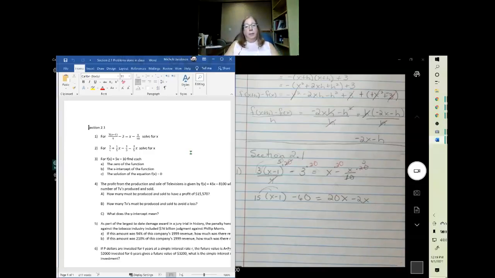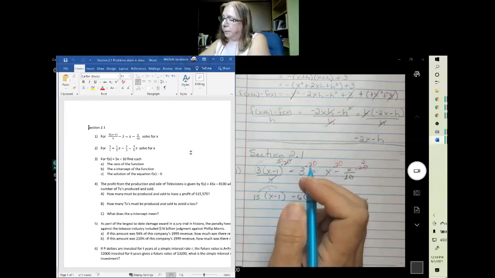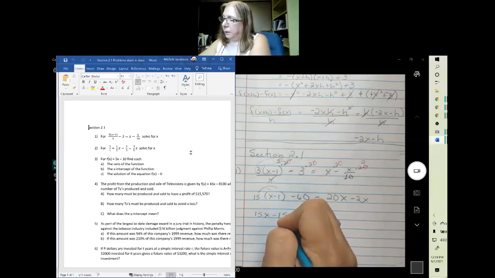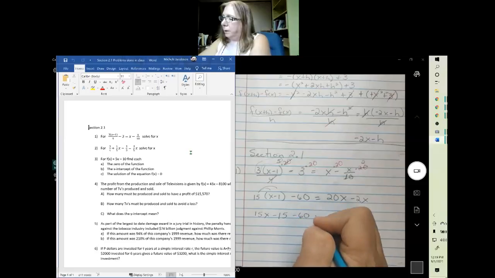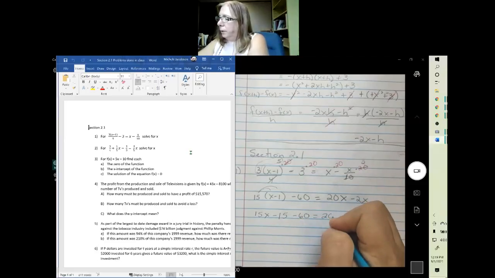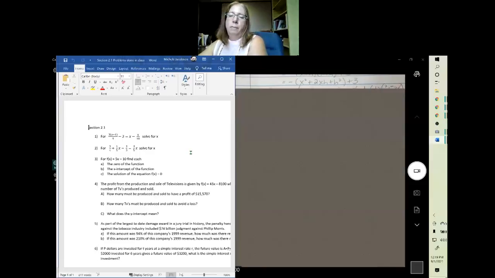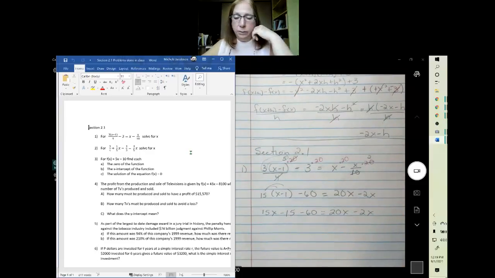It looks like a lot better problem to solve. So by multiplying through by the common denominator, it makes solving simpler, less likely to make a mistake. So if I distribute the 15, I have 15x minus 15 minus 60 equals 20x minus 2x. Any questions so far?